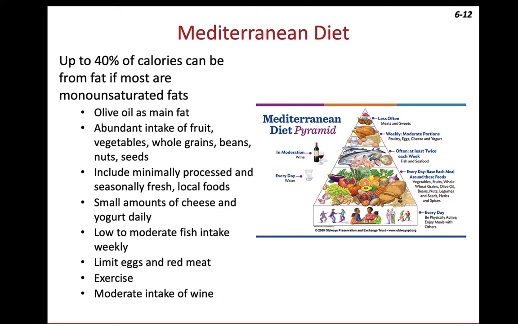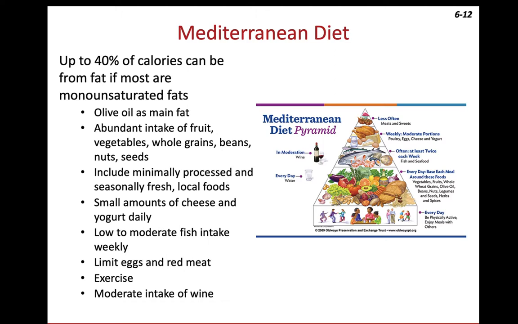We know that there are some benefits associated with that. We know that this actually promotes a healthy lifestyle and has been shown to decrease the risk for cardiovascular disease. Now, up to 40% of the calories can come from fat in this particular diet if most of them are monounsaturated. So olive oil is considered to be the main fat in this particular diet.